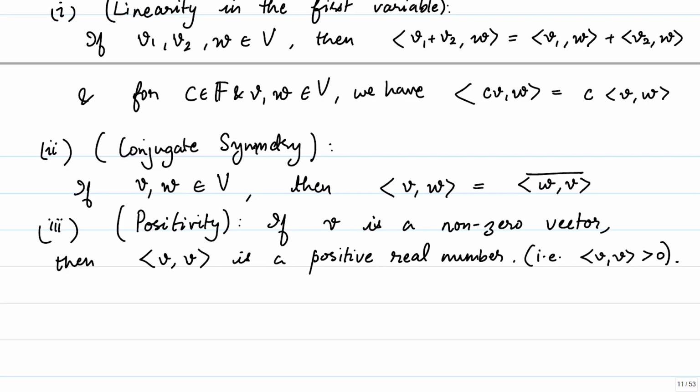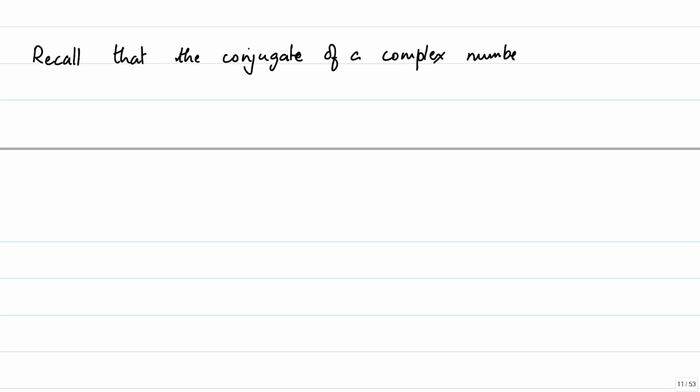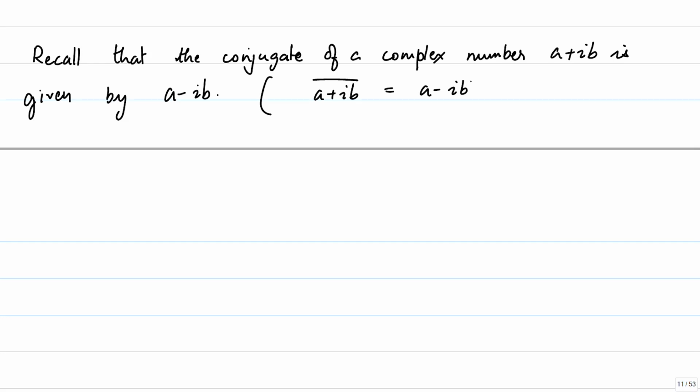Alright, so what is meant by the complex conjugate? Recall that the conjugate of a complex number A plus IB is given by A minus IB. So A plus IB bar is equal to A minus IB. So what does this mean in the case that our complex number is a real number?